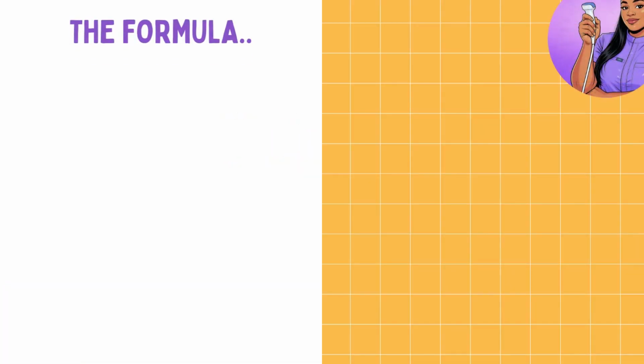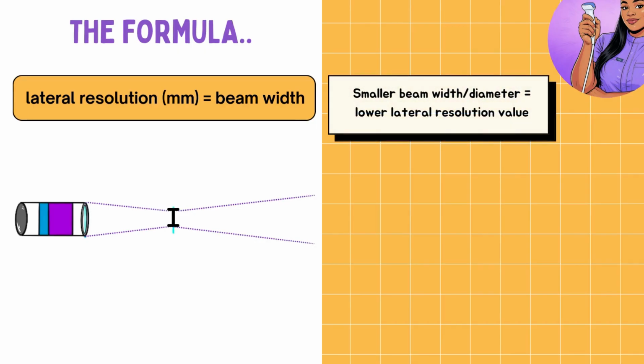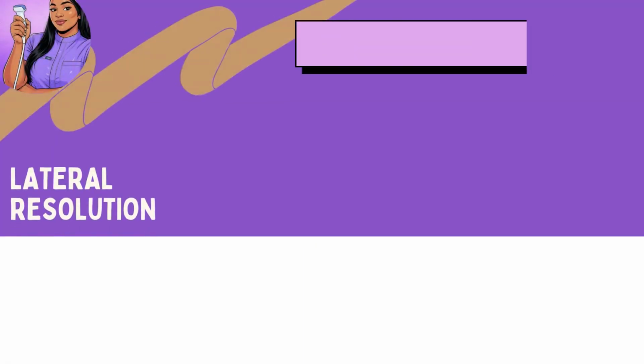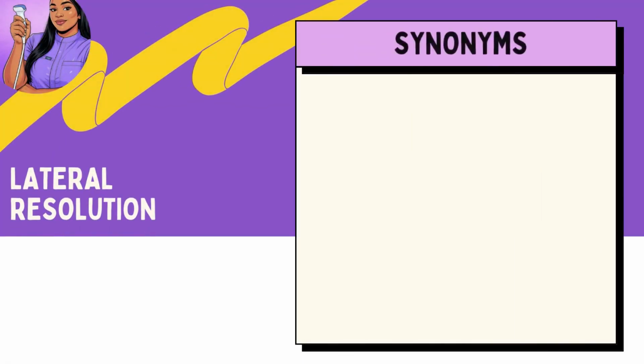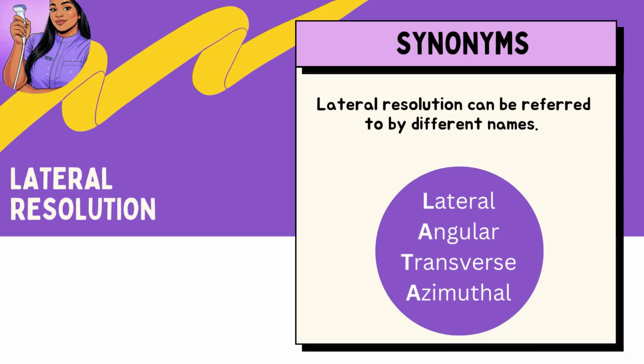The formula for lateral resolution is nice and simple. Lateral resolution equals beam width. When the beam width is smaller, then the lateral resolution value is also smaller. And remember, a lower value is what gives us better resolution. Lateral resolution also has its own list of synonyms. Think of it like LATA. So that literally stands for lateral, angular, transverse, or azimuthal. So if you see any of those terms, it's all talking about the same concept, lateral resolution.